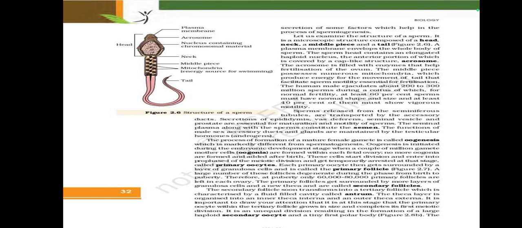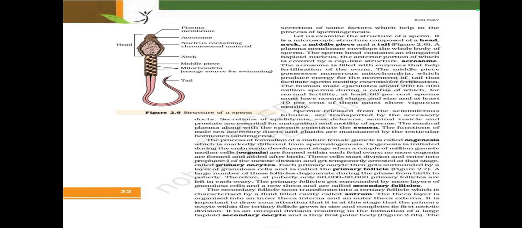Each primary oocyte then gets surrounded by a layer of granulosa cells and is called the primary follicle, figure 2.7. A large number of these follicles degenerate during the phase from birth to puberty. Therefore, at puberty, only 60,000 to 80,000 primary follicles are left in each ovary. The primary follicle gets surrounded by more layers of granulosa cells and the new theca and is called a secondary follicle.